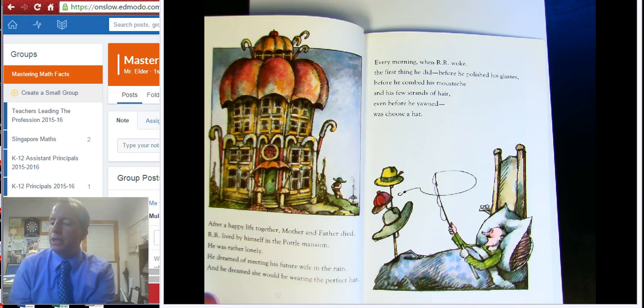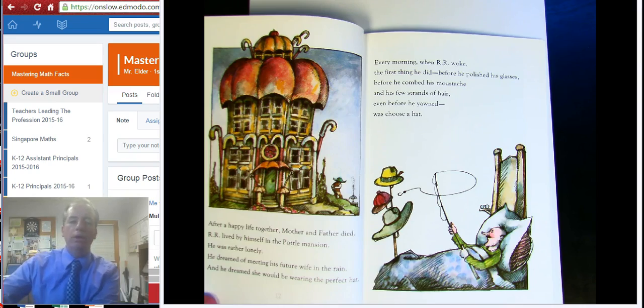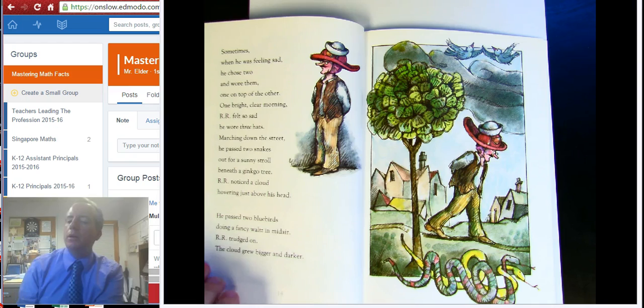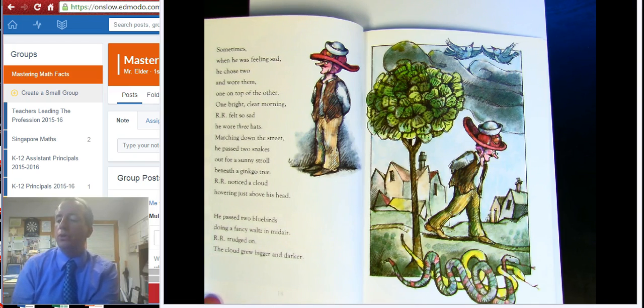Every morning when R.R. woke, the first thing he did, before he polished his glasses, before he combed his mustache and his few strands of hair, and even before he yawned, was he chose a hat. Sometimes when he was feeling sad, he chose 2, and he wore them, one on top of the other. One bright, clear morning, R.R. felt so sad, he wore 3 hats.